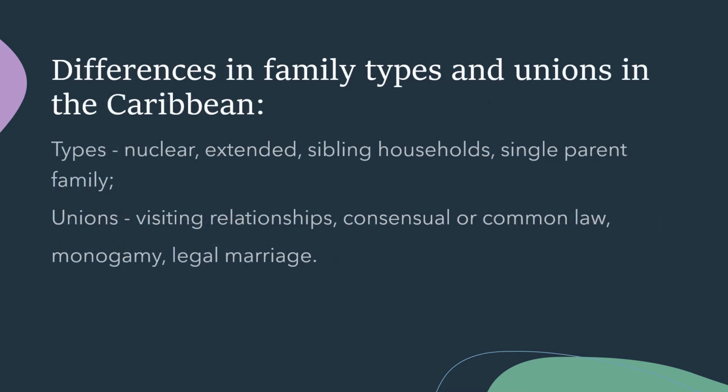There are different types of families and unions in the Caribbean. In terms of the types of family, we have the nuclear, the extended, the sibling households, the single parent family. And when we talk about the unions, we're talking about a visiting relationship, a consensual or common law relationship, monogamy, and legal marriage.